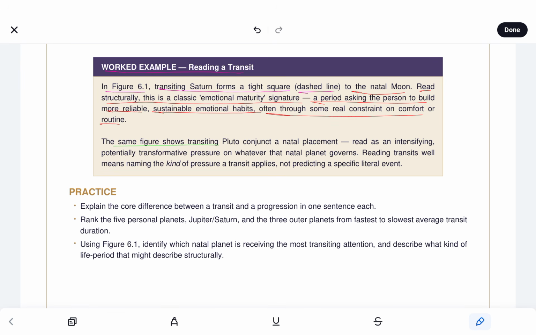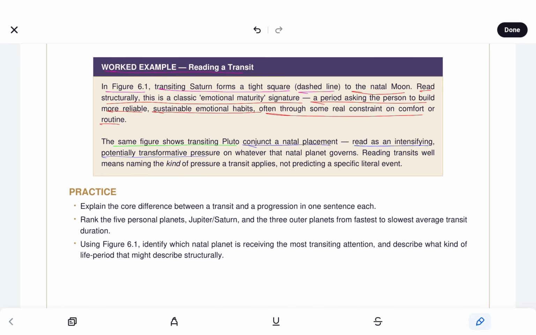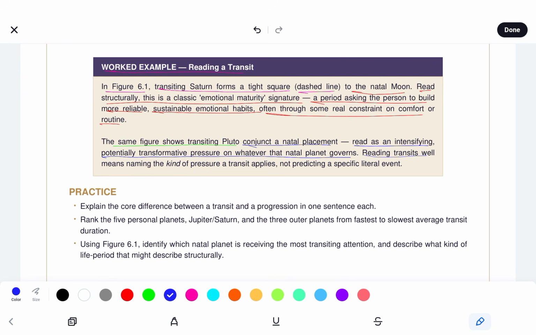The same figure shows transiting Pluto conjunct a natal placement. Read as an intensifying, potentially transformative pressure on whatever that natal planet governs. Reading transits means naming the kind of pressure a transit applies, not predicting a specific literal event.